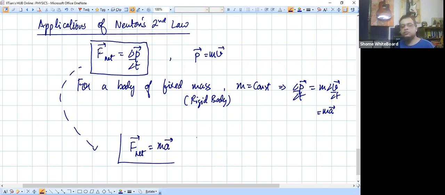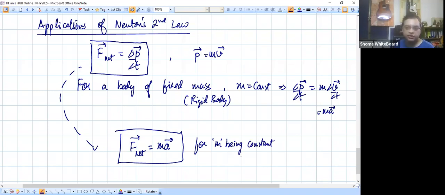Okay, so this is for mass being constant. And as we said, in this chapter mostly we are always dealing with constant mass. Variable mass systems we are dealing with in another chapter later, so we need not worry about this. So for us, Newton's second law is going to be this. Now let us look at application of this in certain questions.